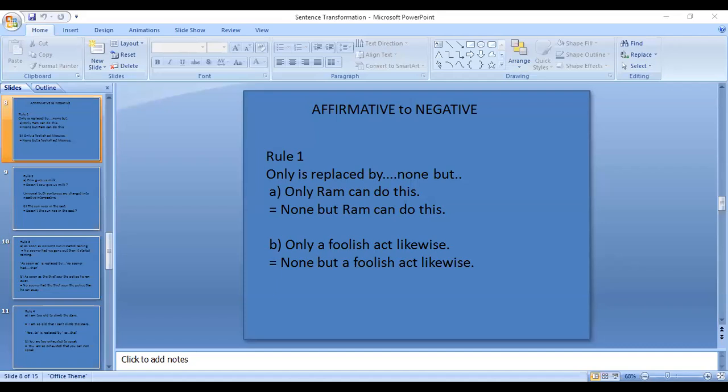So we'll be starting here. I am sharing the screen. Share kar rahi hu. I hope all you can see. I'm sharing my screen. So affirmative to negative.